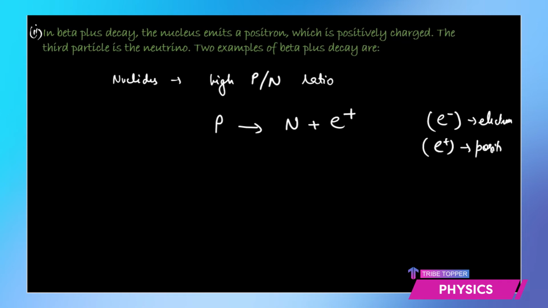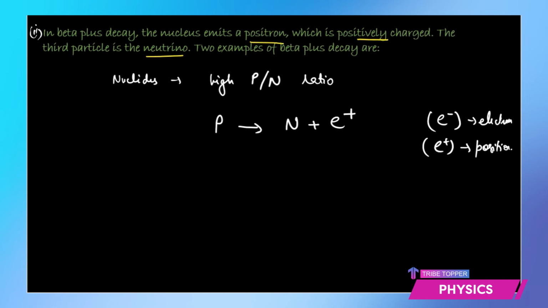So when you have a higher proton to neutron ratio, in some cases, instead of alpha decay, a beta plus decay also happens. Your nucleus breaks a proton, which converts into a neutron and a positron. So the nucleus emits a positron which is positively charged, and of course it is accompanied by a neutrino. When an electron was emitted, it was accompanied by an antineutrino. When a positron is emitted, it is accompanied by a neutrino.